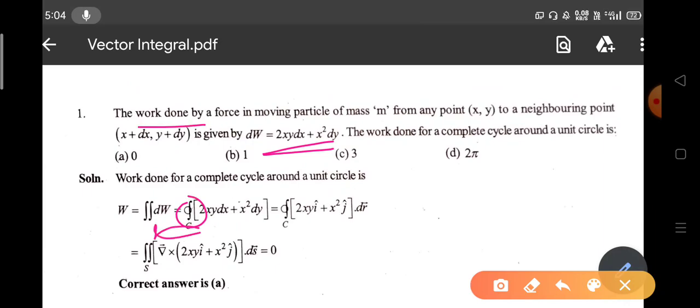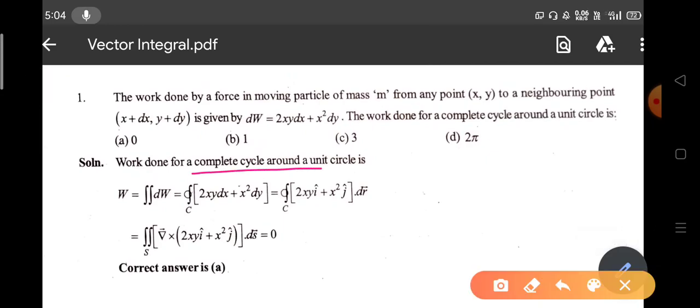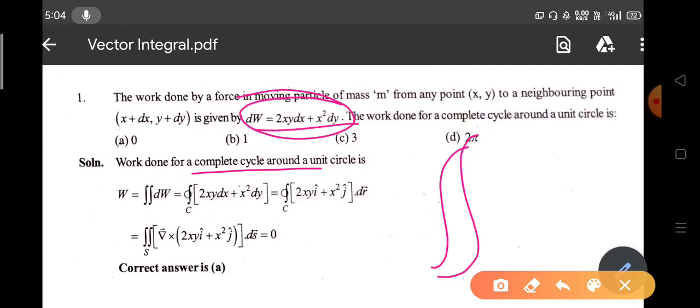How? The question is: the work done by a force in moving a particle of mass m from a point (x, y) to a neighboring point (x plus dx, y plus dy) is given by dw equals 2xy dx plus x square dy. The work done for a complete cycle around a unit circle is how much? So for the complete cycle around a unit circle, you have to perform the integration, because the small segment has been given as dw equals 2xy dx plus x square dy. So w equals the integration over dw.